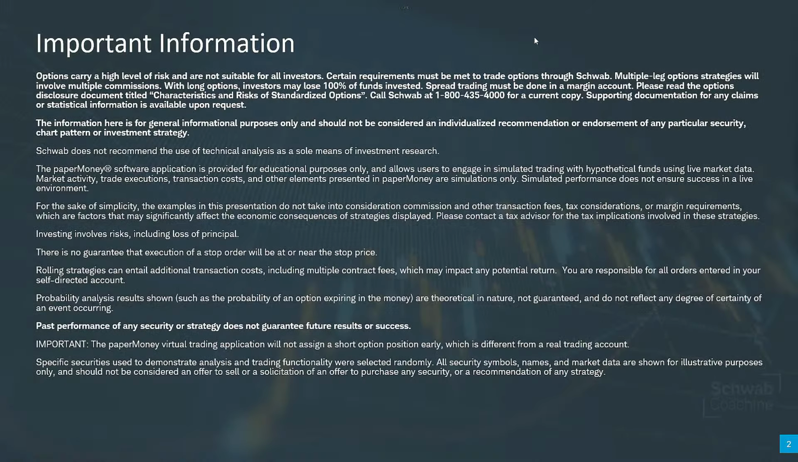So first and foremost, options carry a high level of risk, are not suitable for all investors. The information that we're going to cover here is for general informational purposes only, should not be considered any type of recommendation or advice. Schwab doesn't recommend the use of technical analysis as a sole means of research. You definitely want to do all your research, including fundamental analysis as well.